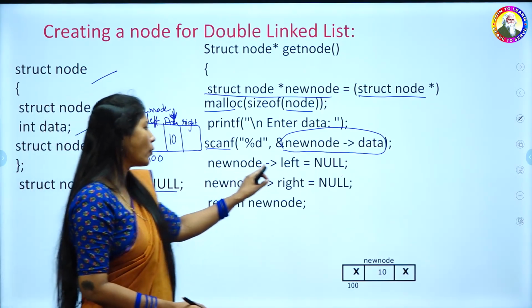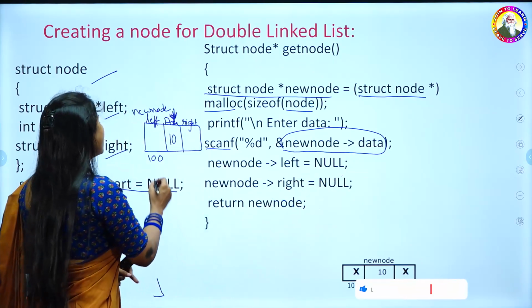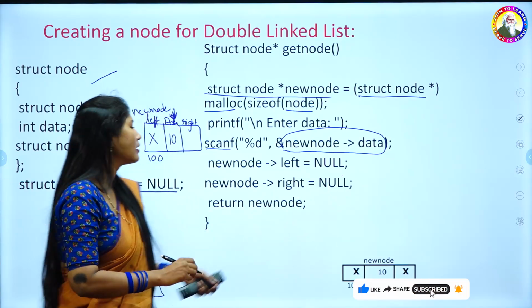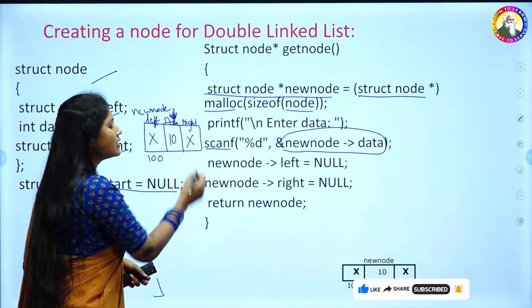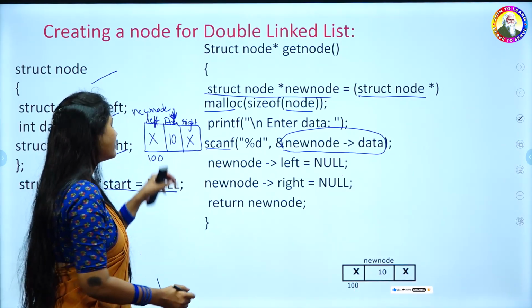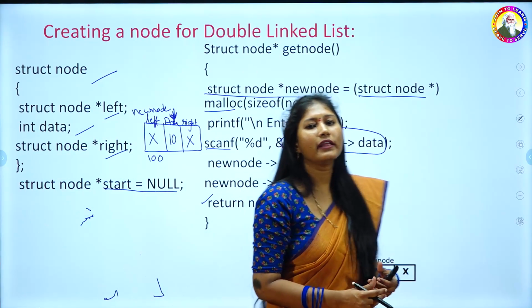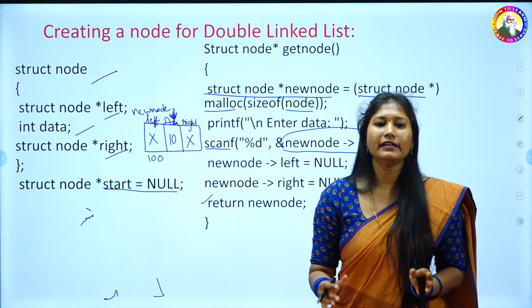After that, new node left equal to null. Initially, this will be marked as a null. And the new node right equal to null. Here also, it is marked as a null. Return new node. Once a memory is created, it will return the address. This is about how we are going to create a node in a double linked list.